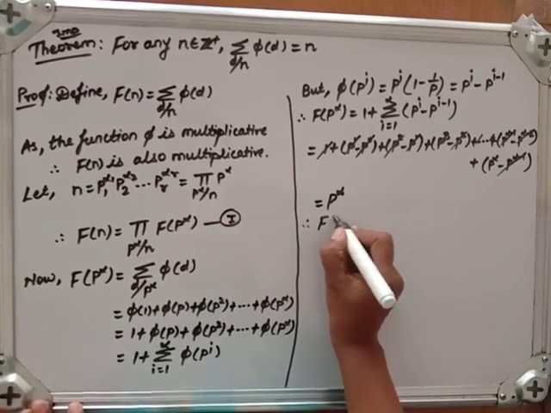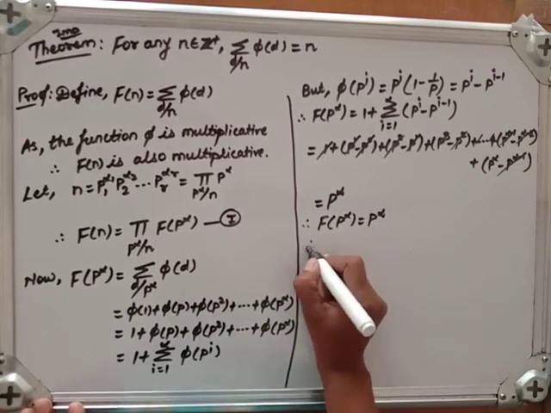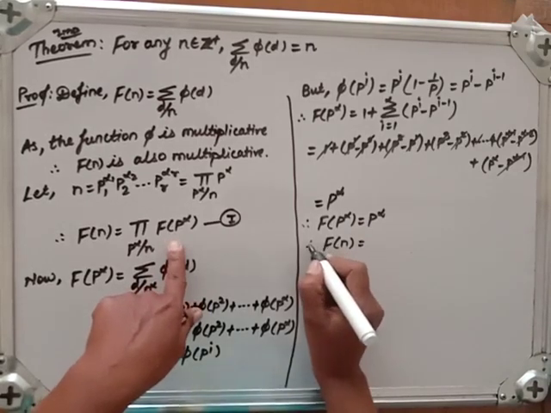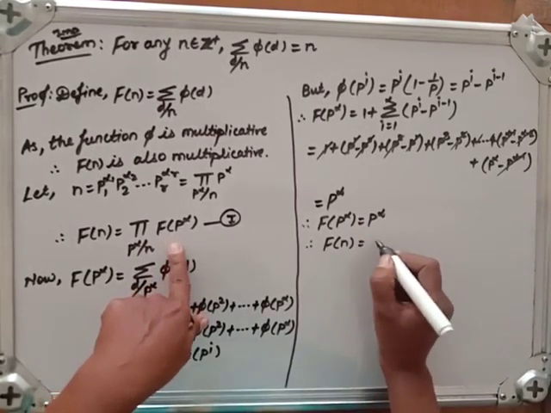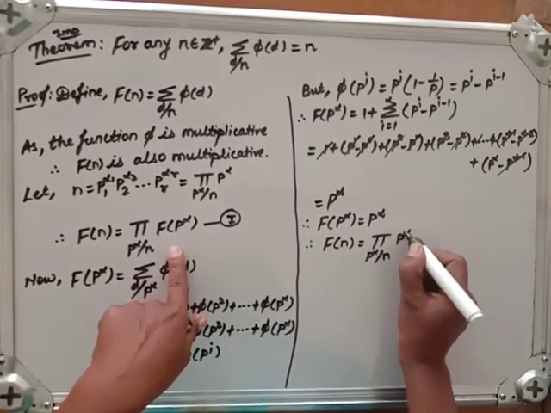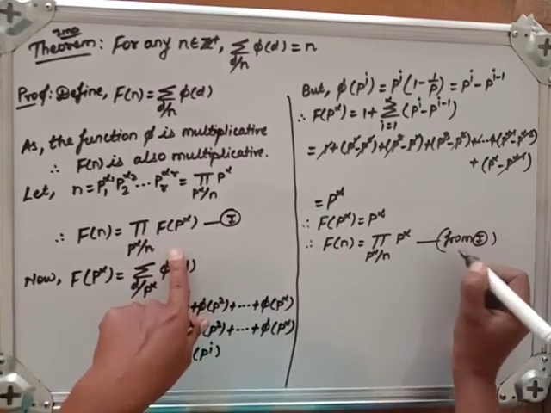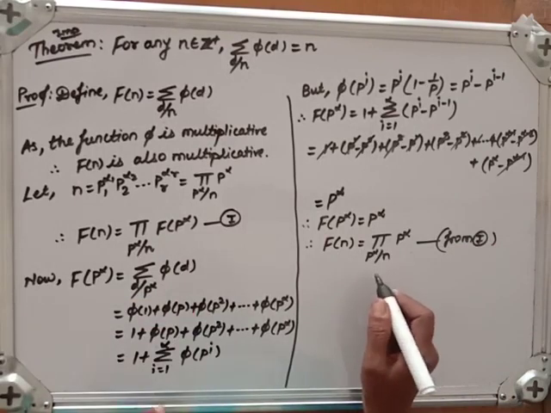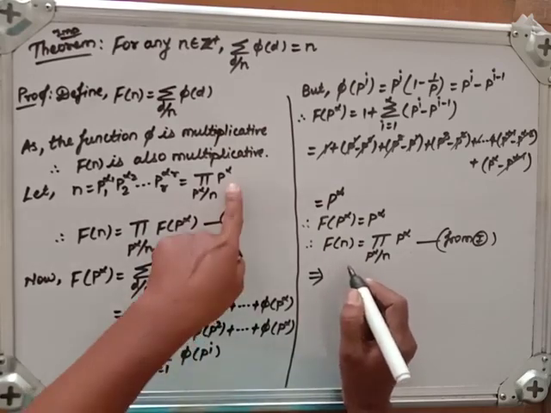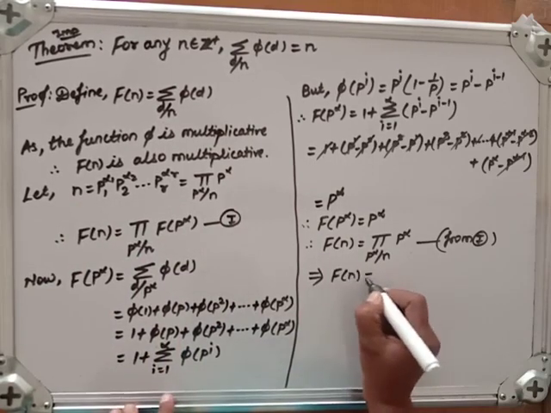Therefore f of p raised to alpha is equal to what? P raised to alpha. Therefore what is f of n? Equation 1 will become this. From 1 we can say the product of p raised to alpha divides n, of p raised to alpha from 1. Now this gives us the product of p raised to alpha equal to n. So this gives us f of n is equal to n.